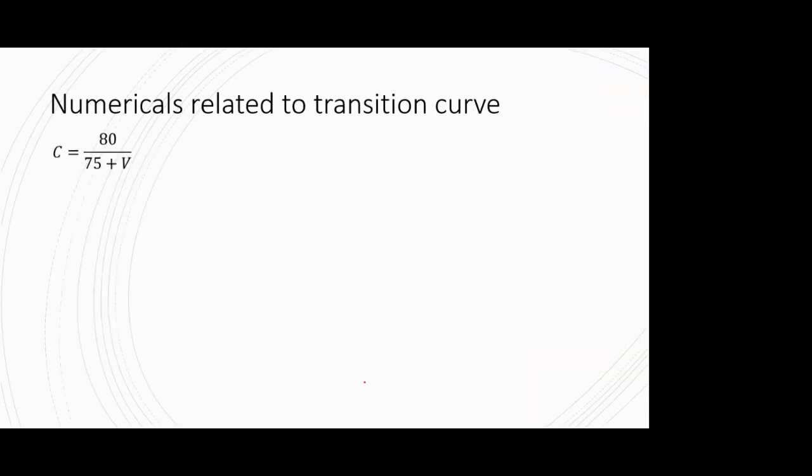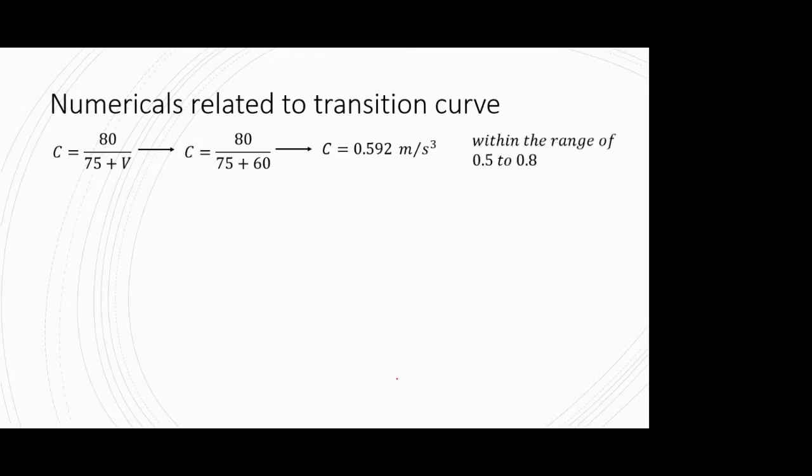So starting with the first parameter, we have this formula for rate of change of centrifugal acceleration: C is equal to 80 by 75 plus V. And just by substituting the value, I get the value of C as 0.592 meter per second square per second, because it's the rate of change of acceleration. And then we compare it within the range, so it's 0.5 to 0.8. So obviously it's considerable and we can use this value.